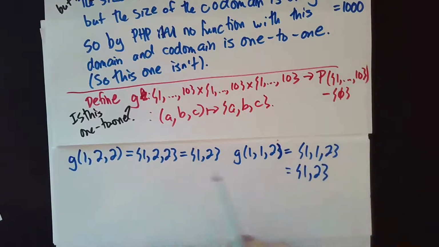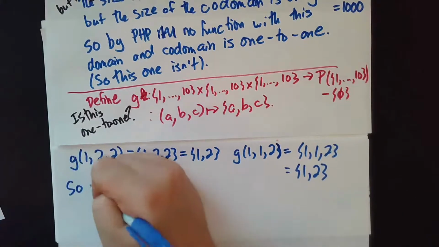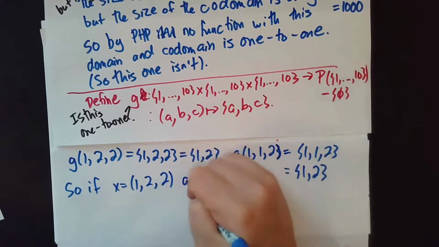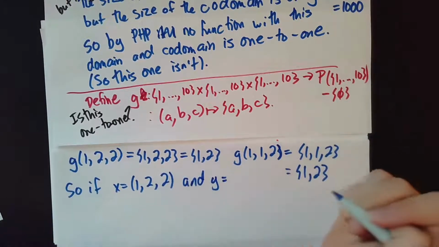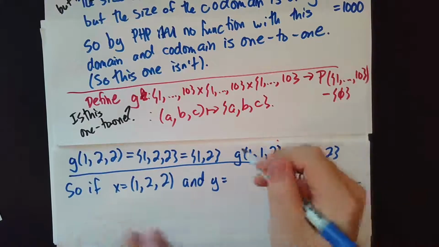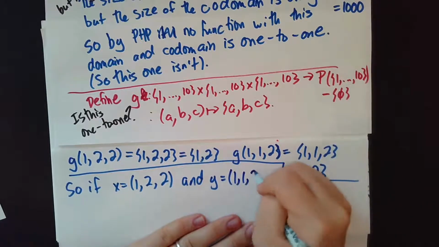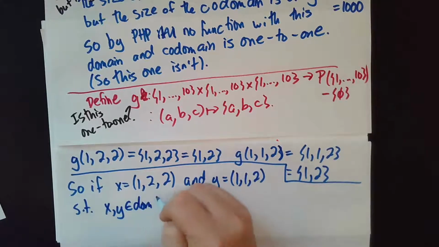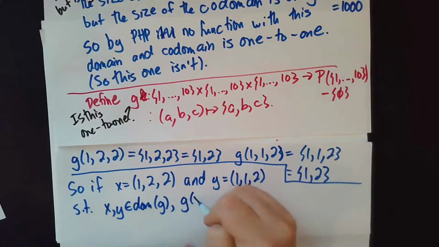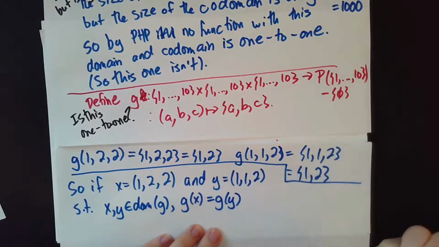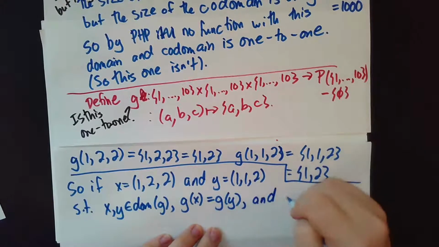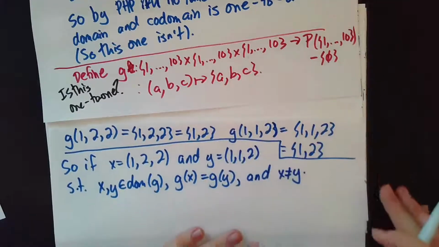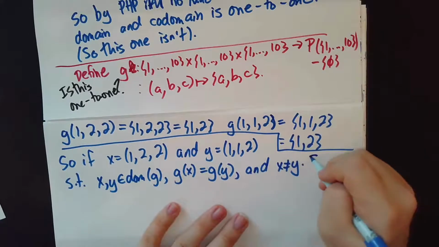Okay. And so here are 2 elements. I'll call them X and Y just to mirror the definition, equals {1, 1, 2}, such that X and Y are in the domain. G of X is equal to G of Y, as we've just shown, and X is not equal to Y. Okay. And that's exactly what our definition above said we need to show in order to show that G is not 1 to 1.